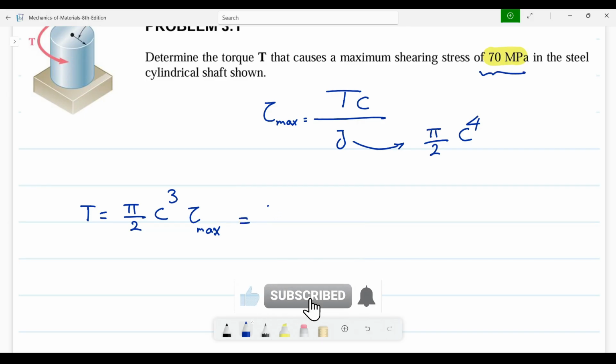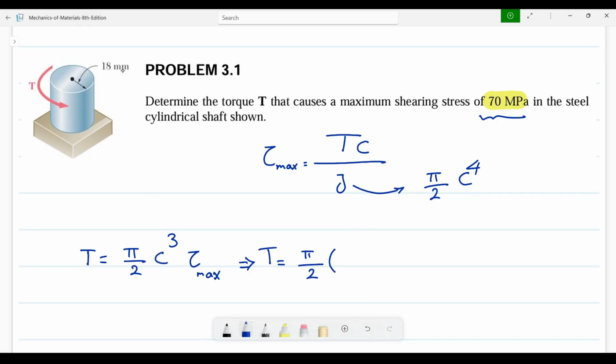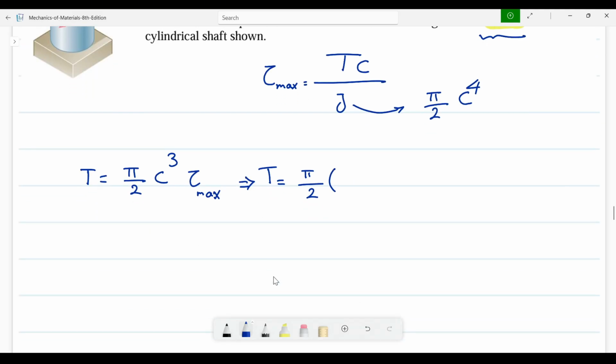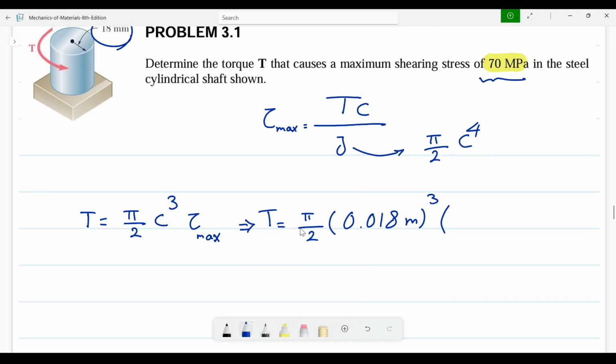Let's do it. T is equal to pi divided by 2, and our outer radius is equal to 18 millimeter, here we have it, 0.018 meter to the power of 3, multiplied by the maximum shear stress, which is 7 multiplied by 10 to the power of 6 Pascal.